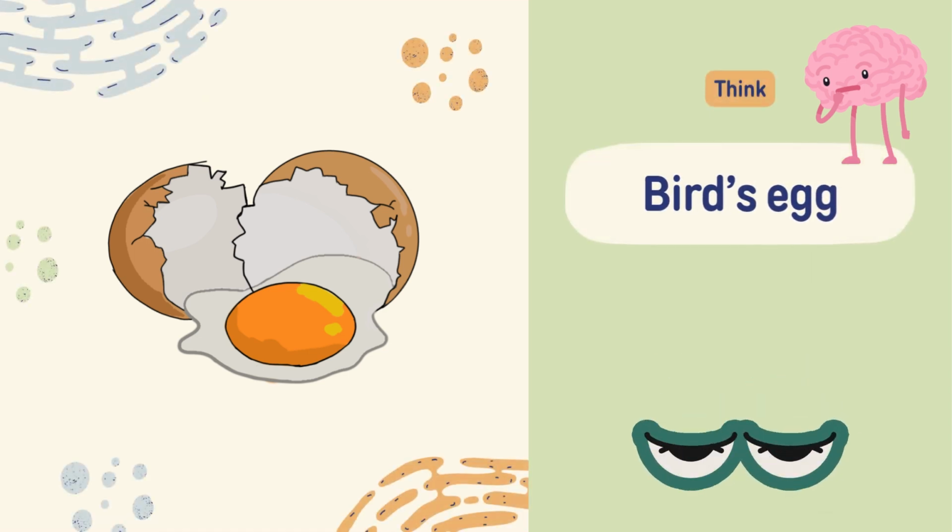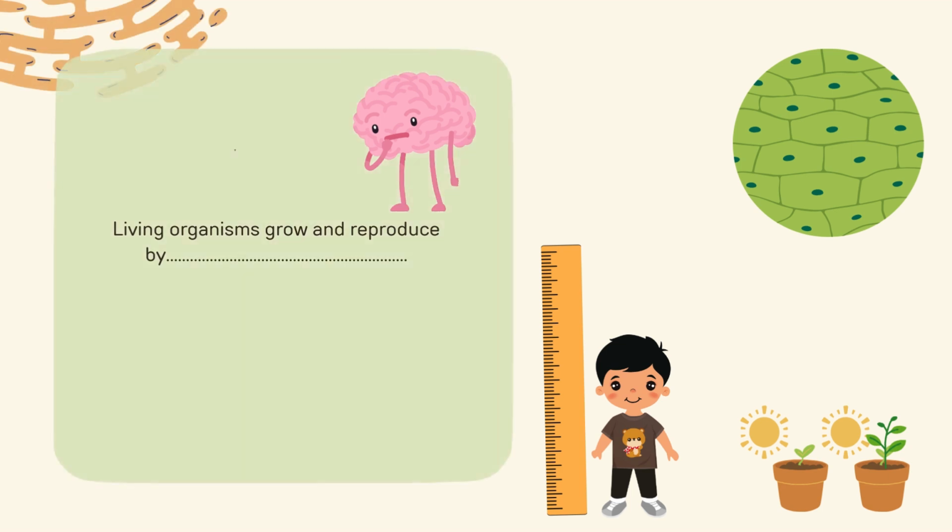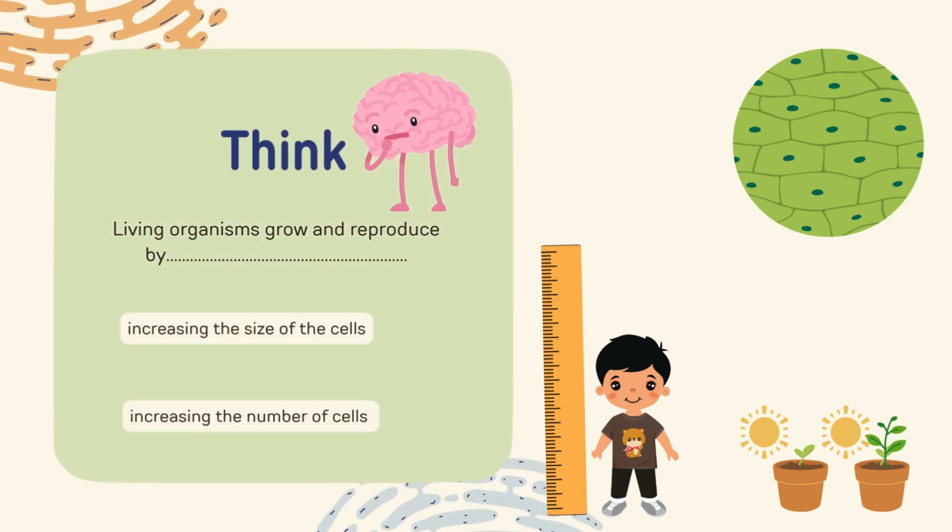So the bird's egg, we can see it with our naked eyes because it is big enough. So here we have a very important question. Think. Living organisms grow and reproduce by which one? Increasing the size of the cells or increasing the number of the cells?